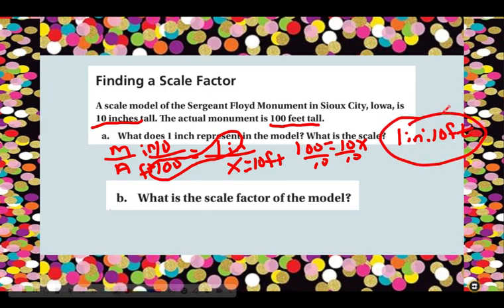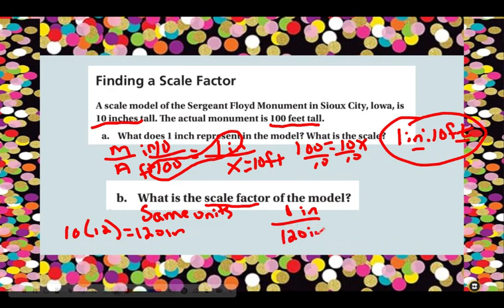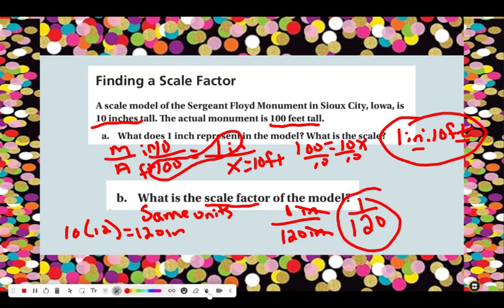That's my scale. My second question, scale factor, we want it to be in the same units. If you see here, I have inches to feet. We have to change the 10 feet into inches. We know there's 12 inches in a foot, so we multiply 10 times 12. That gives us 120 inches. So for the scale factor, 1 is always your numerator. We have 1 inch over 120 inches, and our inches cancel out because they are the same unit. So our scale factor is 1 to 120. Great job.